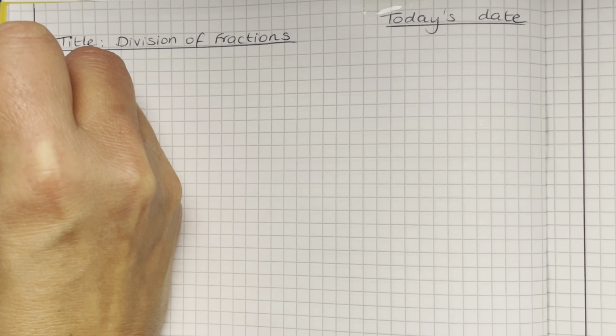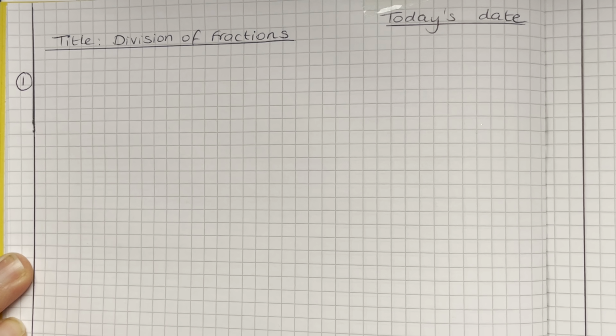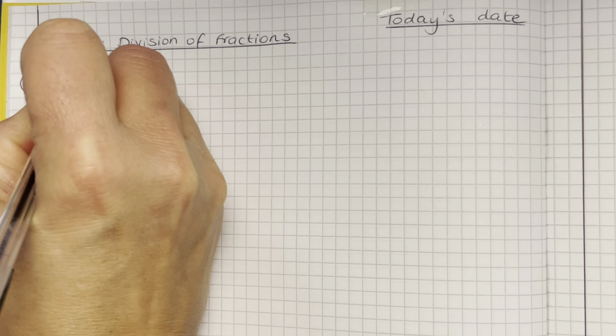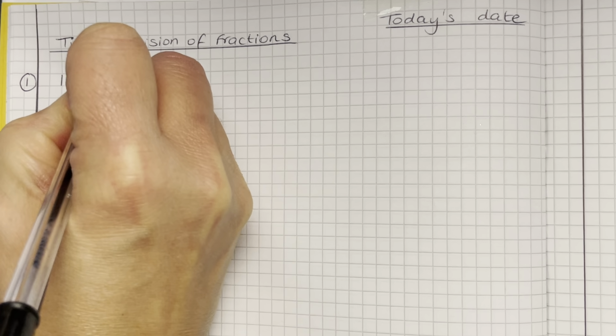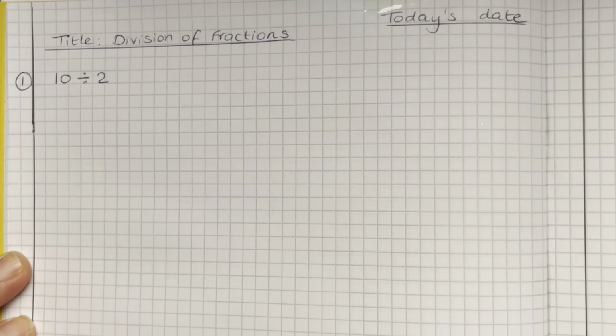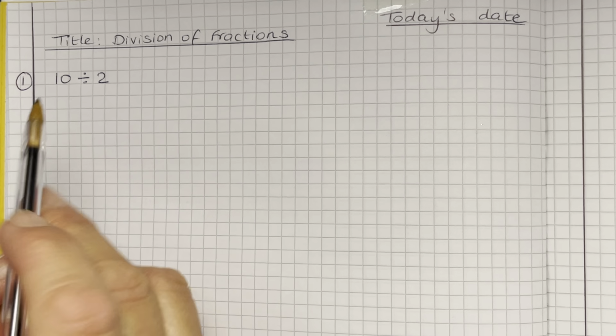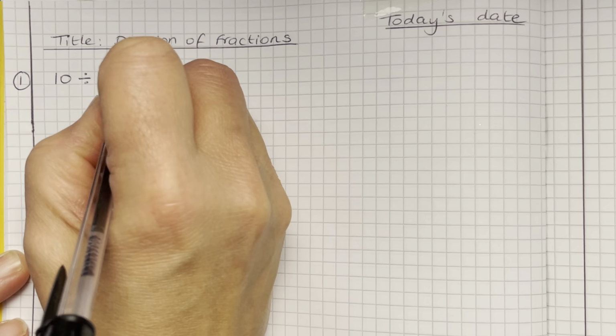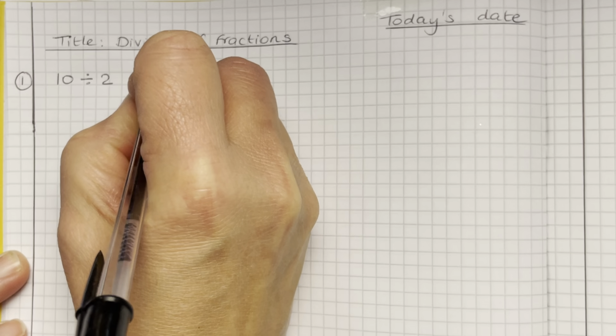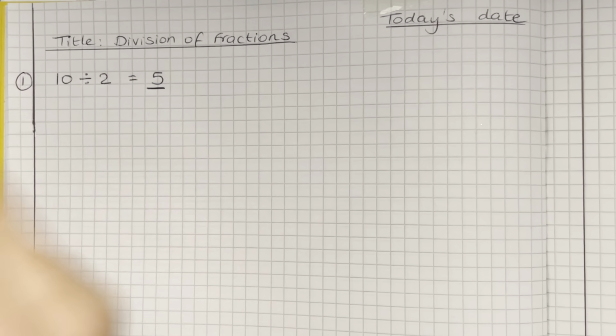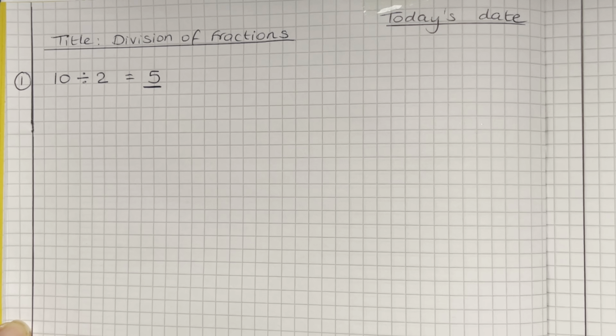Okay, our first question, question one, is 10 divided by 2. All happy with that? I've got 10. I divide it by 2 into 2 equal parts, and therefore my answer is 5.